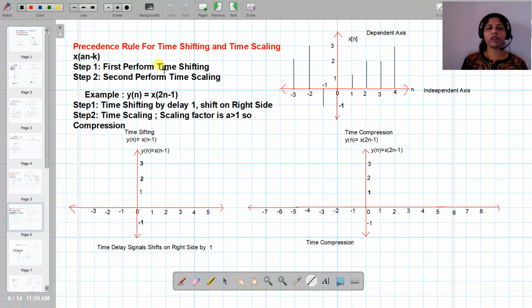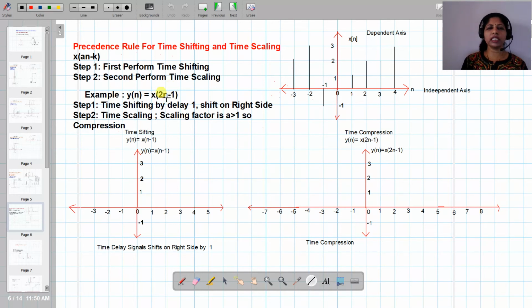Step 1, always first perform time shifting. Step 2, second perform time scaling. So always, if we want to perform this kind of operation on our x of n signal, that y of n is equal to x of 2n minus 1, the first step is to perform the time shifting operation and then perform the time scaling operation.